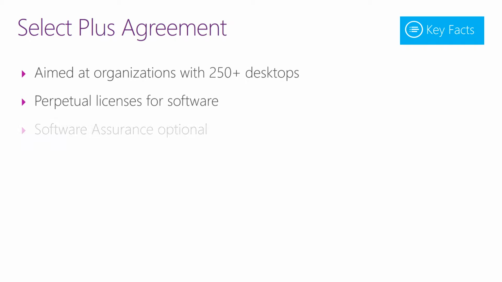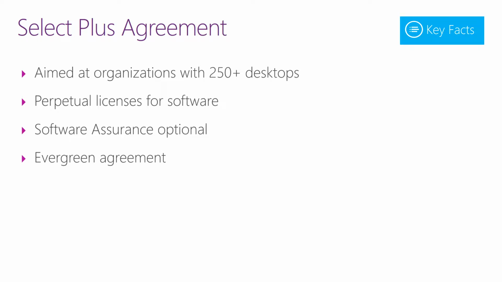Let's recap some of the things we already know. That the agreement is aimed at customers who need to buy a larger number of licenses, and here you can see that typically equates to an organisation with more than 250 desktops. You can buy perpetual licenses for on-premises software products, and software assurance is always optional. But what else do you need to know?